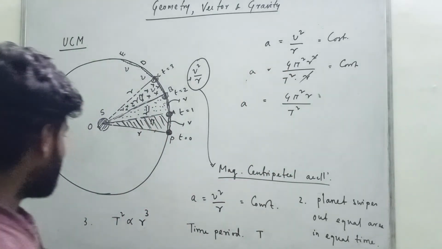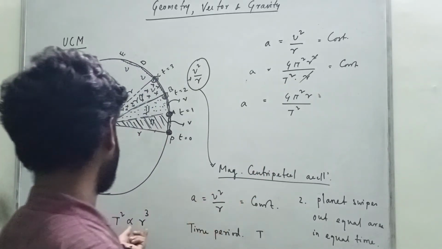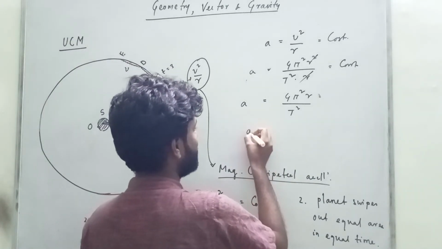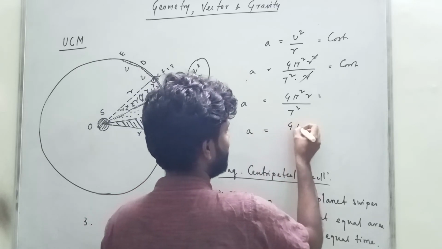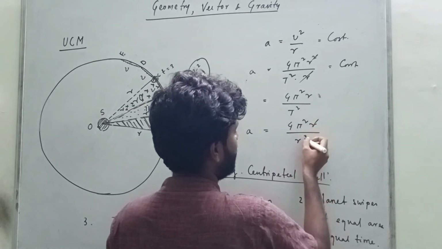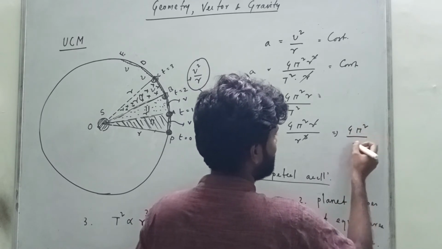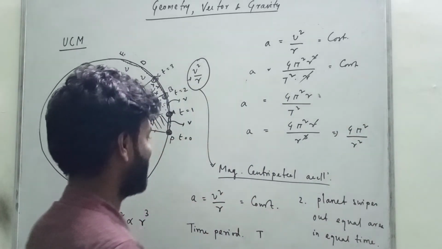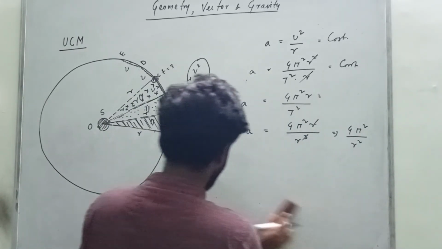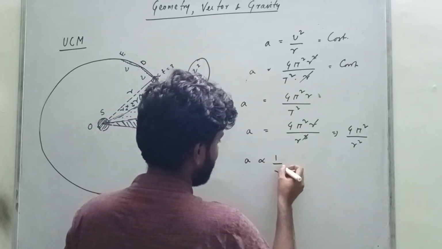Now place T square proportional to r cube, the Kepler observations, and the Newton counts here. r and r cube cancel out. The result will be 4 pi square by r square, right? So the acceleration is basically proportional to 1 by r square.